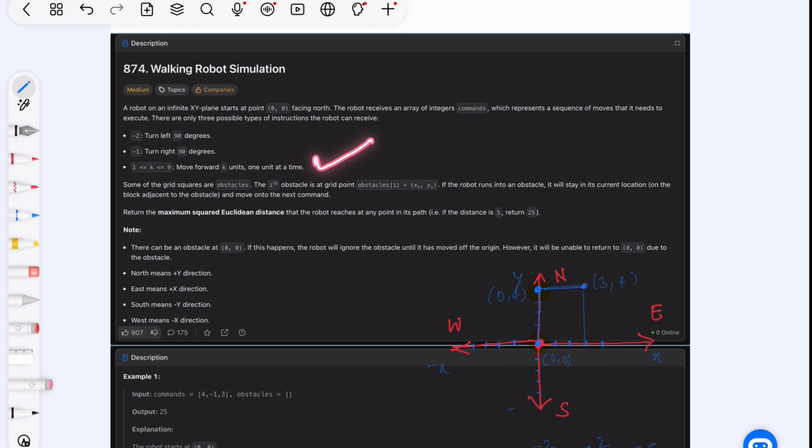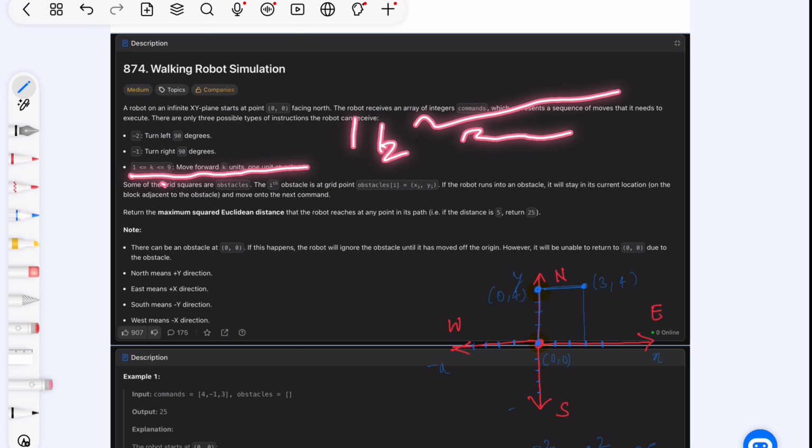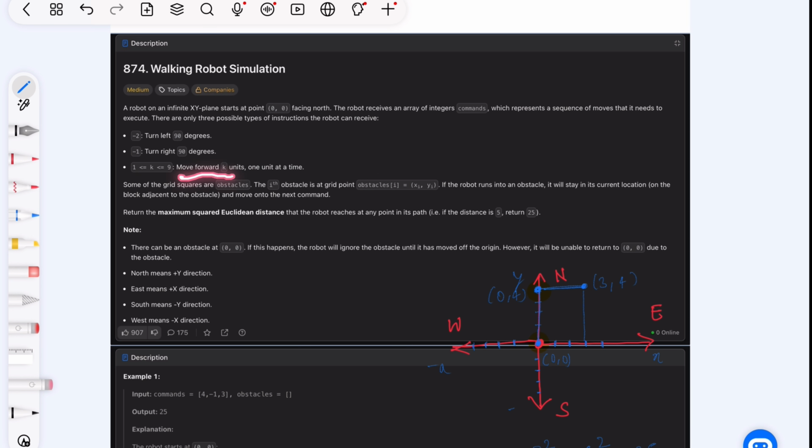We are also given another value, k, from 1 to 9, which is positive, means 2, 3, 4, 5, like that. From 1 to 9, 1 2 3 4 5 6 7 8 9, it means you have to move k units. K units means the given units at a time. Okay, this is what the question is saying.